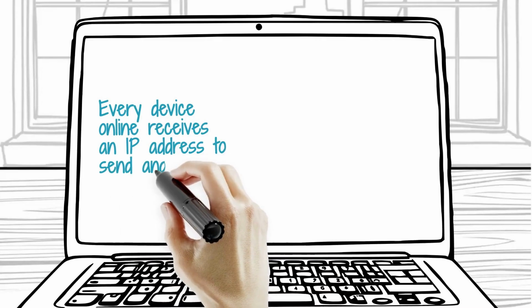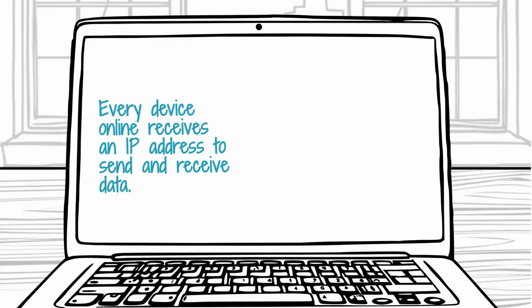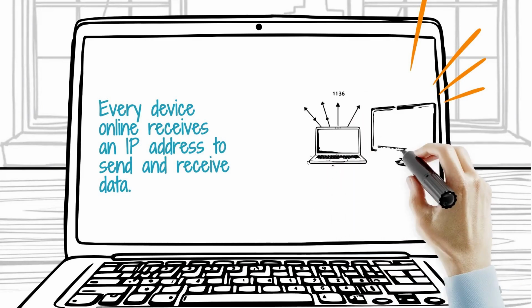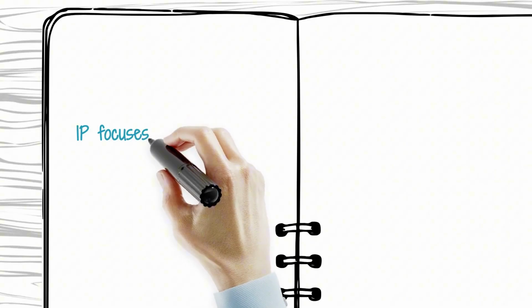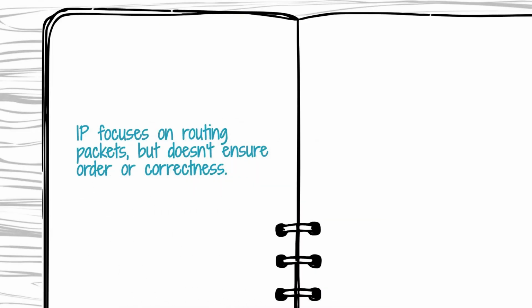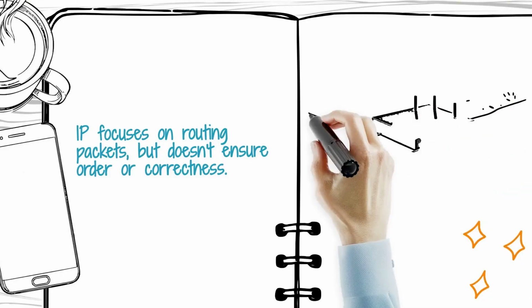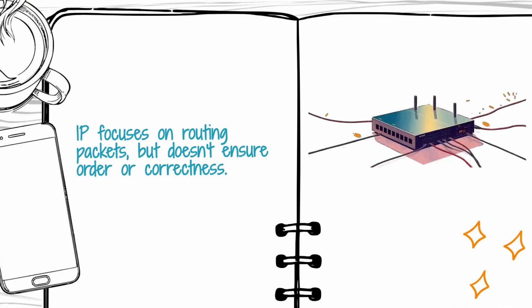When you visit a website, your computer sends data packets containing the destination IP address, and routers across the internet work together to deliver those packets to the correct destination. However, IP itself doesn't guarantee that the data will arrive correctly or in order. It simply focuses on routing the packets.